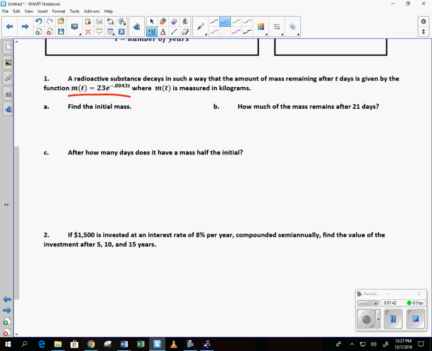The initial mass will be at what time? Initial means at time... yep, beginning. So time equals 0. So all we do is we take 0 and we plug it in for T. So M of 0 is 23 times E to the negative 0.0043 times 0. What is negative 0.0043 times 0? 0. What is E to the 0? 1 times 23? 23. So the initial mass is 23 kilograms. Everybody okay with that?